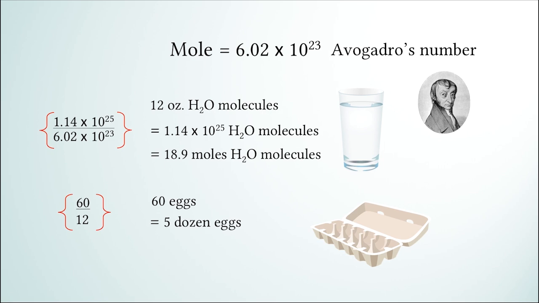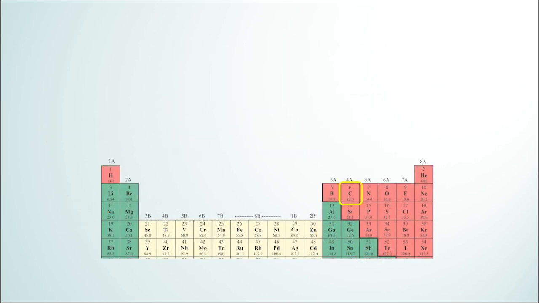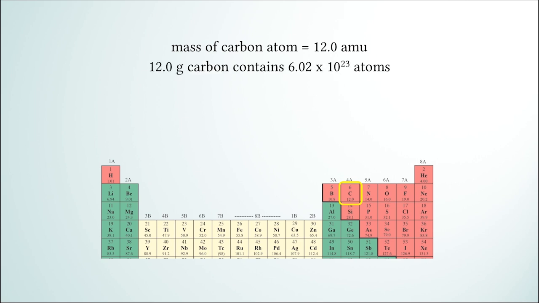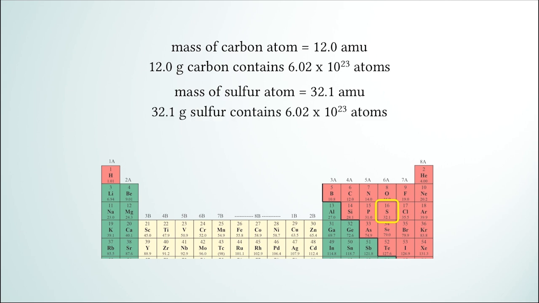What do I mean by that? Well, look at the mass of a carbon atom. It is 12.0 atomic mass units. What I'm saying is that a 12.0 gram sample of carbon will have 6.02 times 10 to the 23rd atoms. The atomic mass of sulfur is 32.1 AMU. So a 32.1 gram sample of sulfur will have 6.02 times 10 to the 23rd atoms.